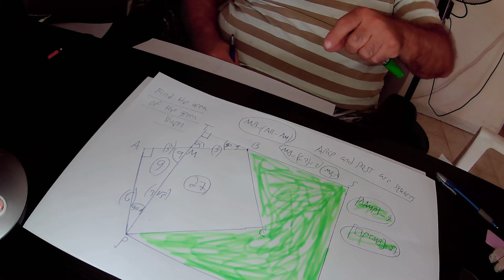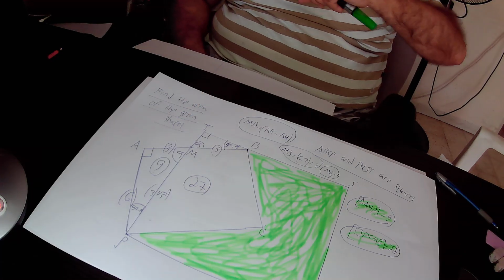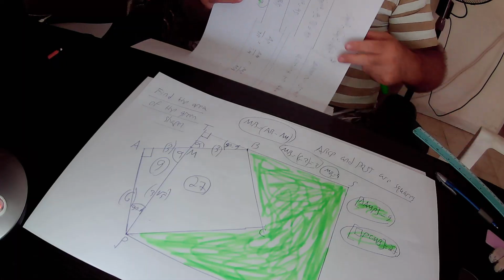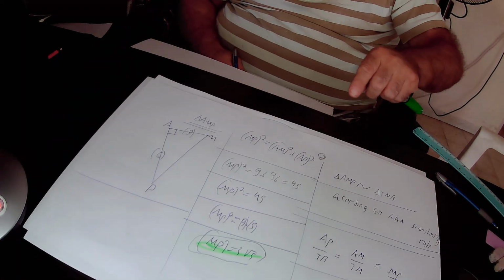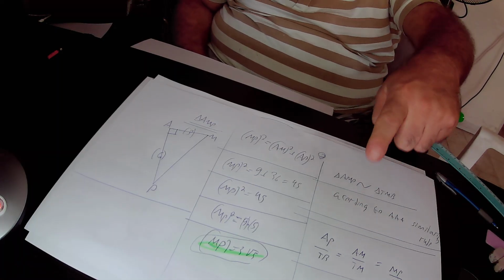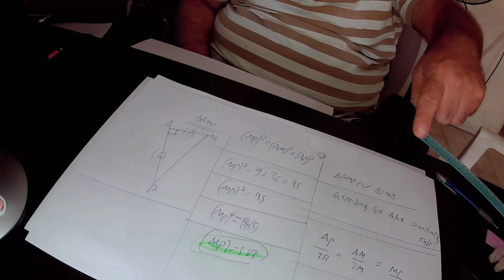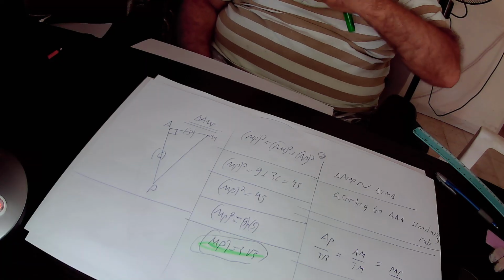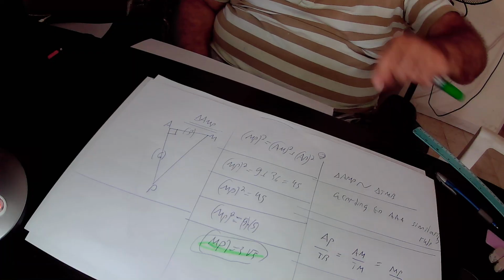And again, from the fact that those two right triangles are similar to each other, we derive that the following relationship exists between their sides. We derive that side AP of the big right triangle AMP over side TB of the small right triangle TMB equals side AM of the big right triangle AMP over side TM of the small right triangle TMB, and it is also equal to side MP of the big right triangle AMP over side MB of the small right triangle TMB.